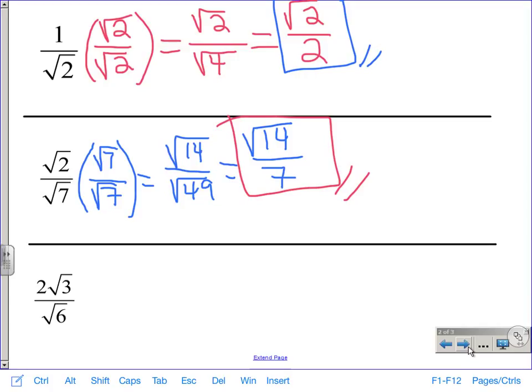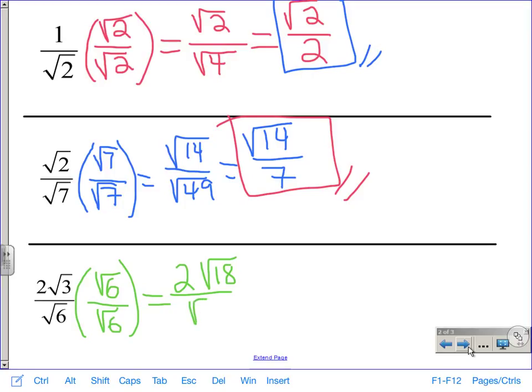In our last example, I have radical 6 in the denominator. To get rid of the radical 6, I'm going to have to multiply both the numerator and the denominator by radical 6. So multiplying my numerator, it's going to be 2 for my coefficient. Radical 3 times radical 6 is radical 18. Radical 6 times radical 6 is radical 36.